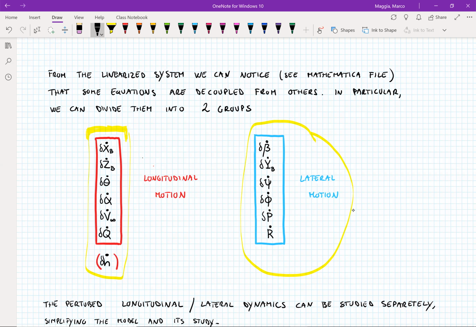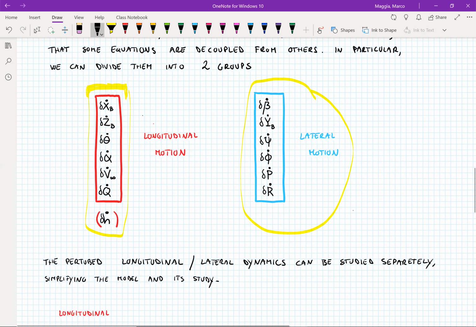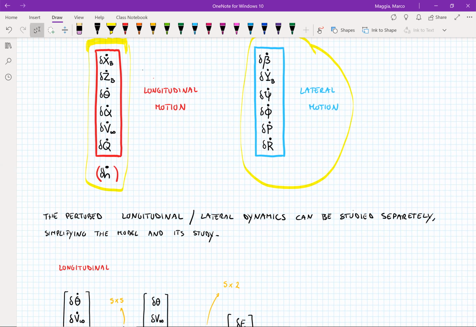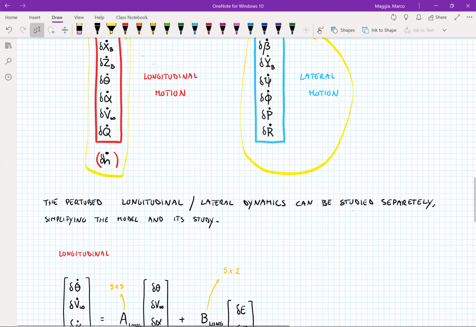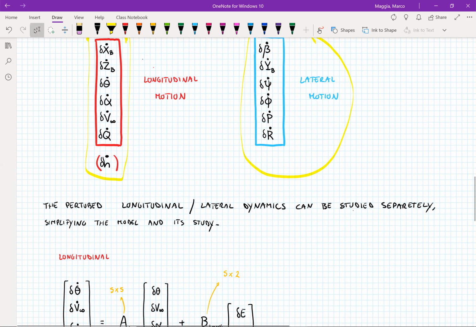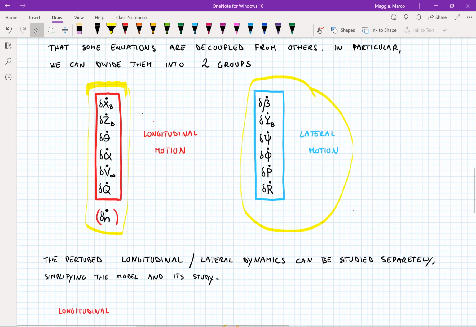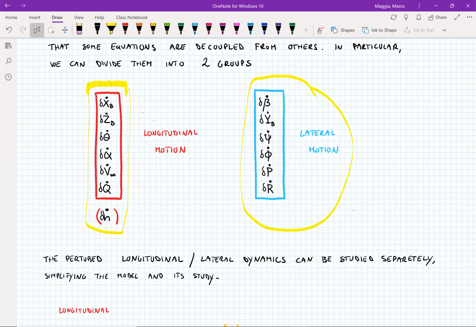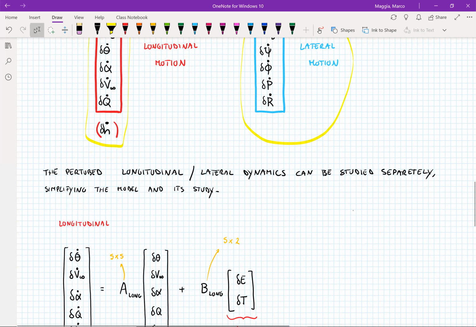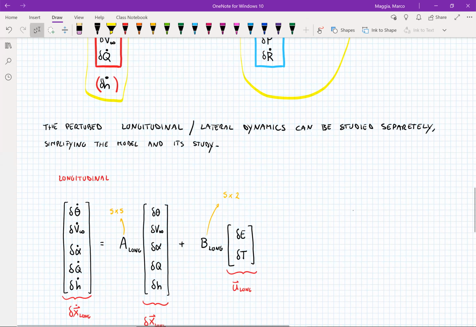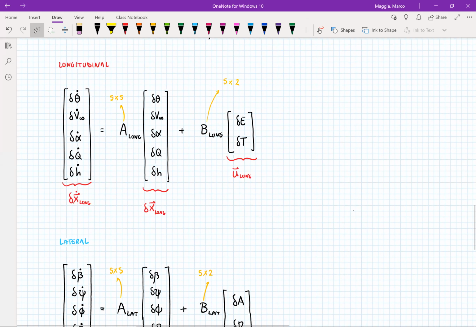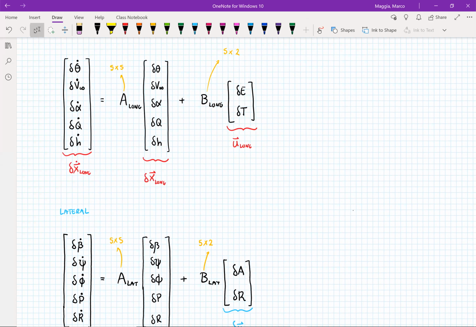Sometimes in books, you're not going to find this little delta here because they just drop it for the sake of saving some ink. But anyway, always remember here that we're dealing with the perturbed dynamics. All right, so we can actually separate the big system into 2 systems.